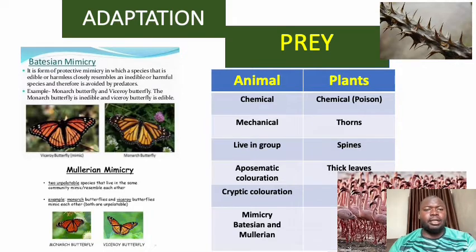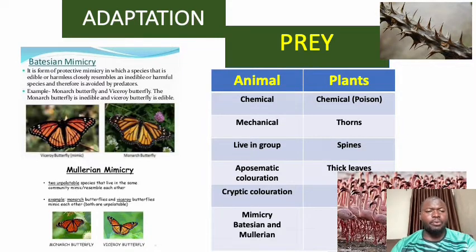Another type of adaptation for animals is Batesian mimicry. So we have Batesian mimicry and we have Mullerian mimicry. Okay, for the plants, some of them have thorns, some of them have spines, some of them have thick leaves, and all this is to deter their predators.